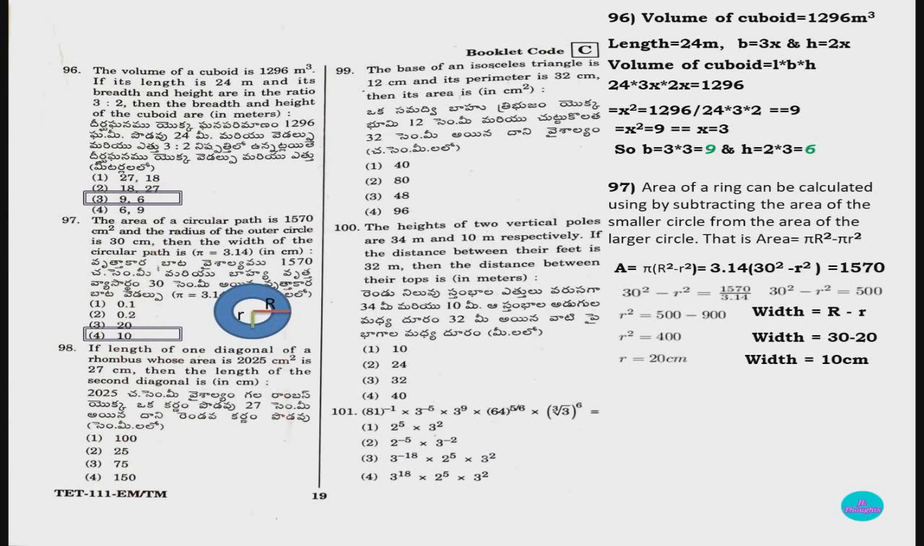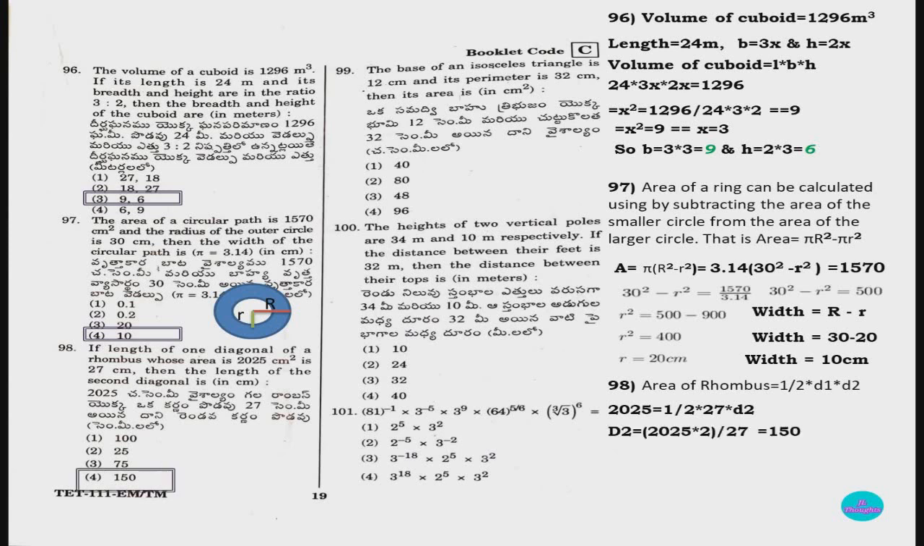98. If the length of one diagonal of a rhombus whose area is 2025 centimeter square is 27 centimeter, then the length of the second diagonal is. Now the area of the rhombus formula is half into d1 into d2. So area is given as 2025, that is equal to half into d1, which is given as 27, d2 we don't know, so from this we have to find out. So d2 we are getting as 150.